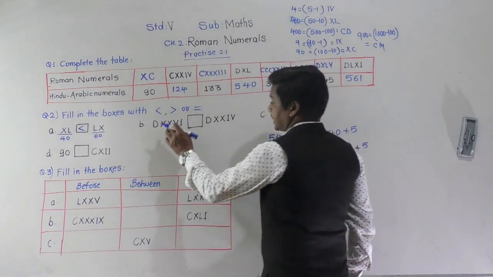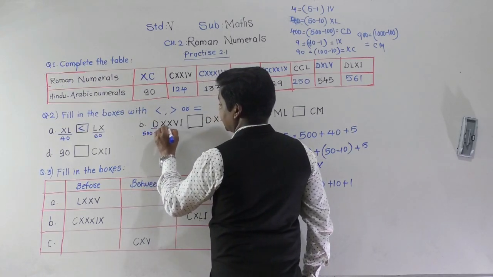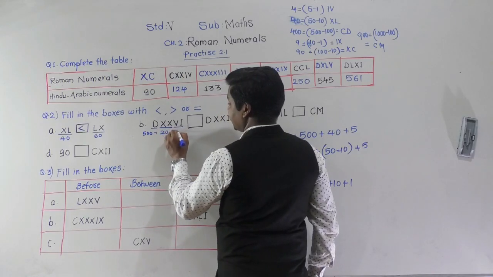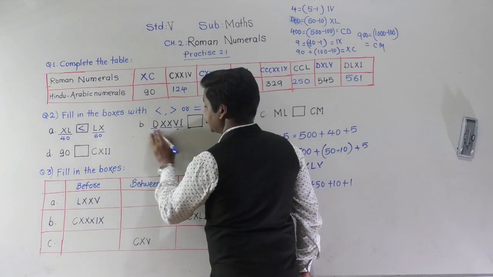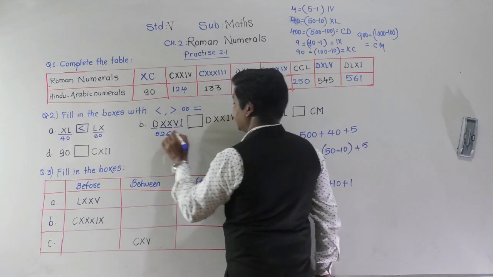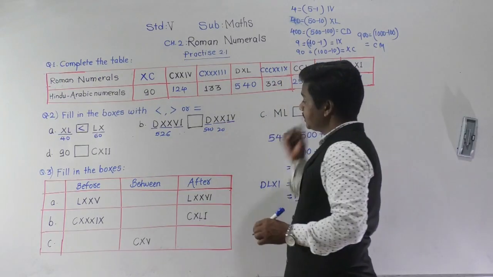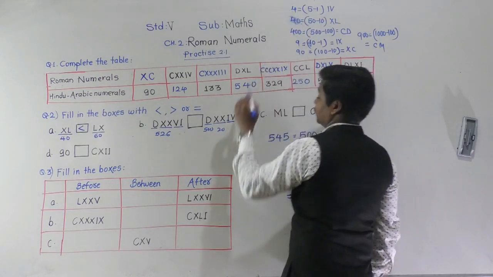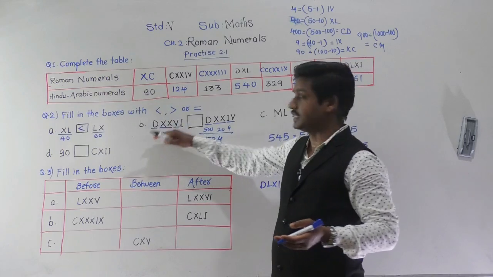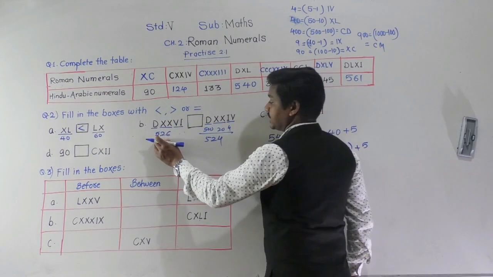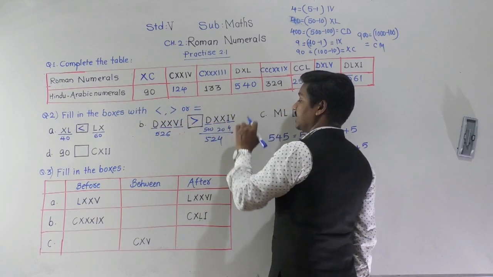Understood? See the second one. D is 500, XX is 20, and VI means 6. Together 526. And here, D means 500, XX means 20 and IV. Now IV means what? IV, as we have seen, is 4. That is 524. Which is greater, 526 or 524? 526 is greater. That means the greater than symbol. See, DXXVI is greater than DXXIV.